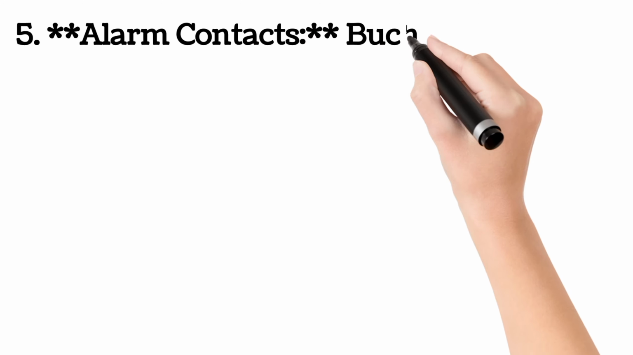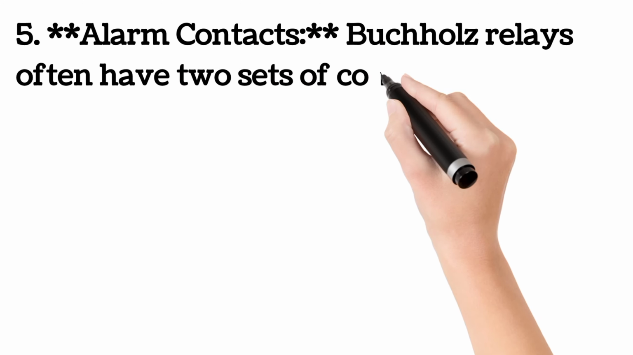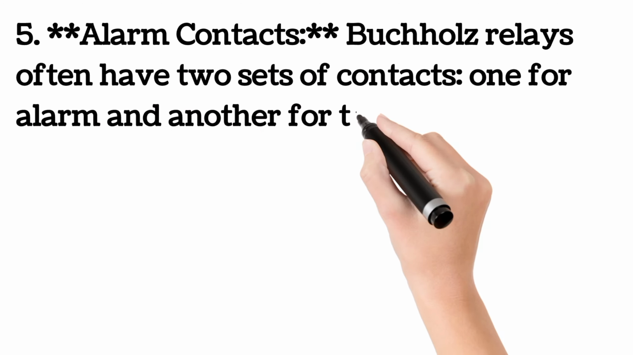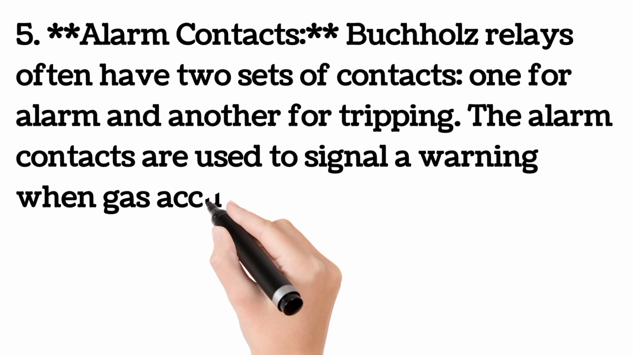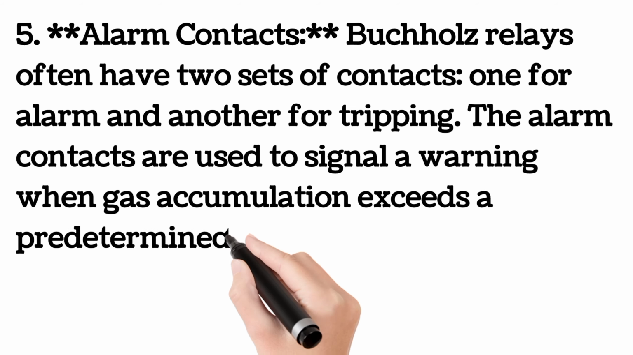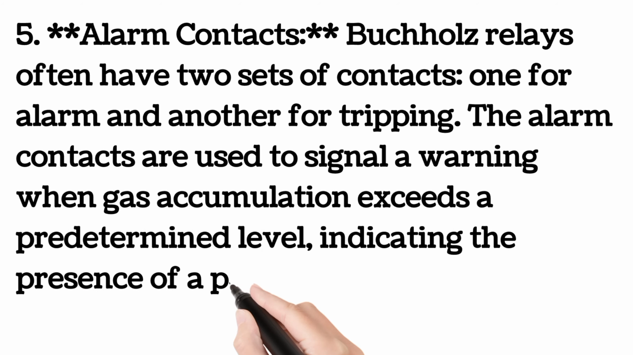5. Alarm contacts. Buchholz relays often have two sets of contacts, one for alarm and another for tripping. The alarm contacts are used to signal a warning when gas accumulation exceeds a predetermined level, indicating the presence of a potential fault.